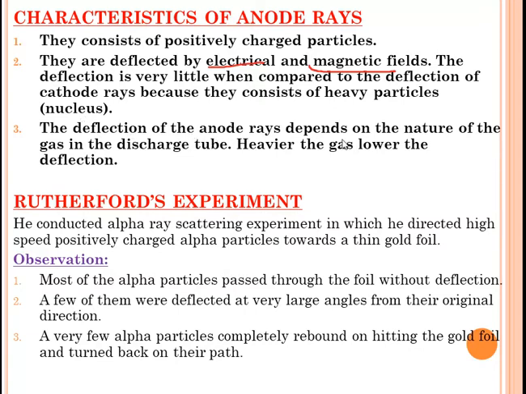The deflection of anode rays depends on the nature of the gas in the discharge tube. Means the movement of the anode rays will depend on the nature of the gas. The heavier the gas, the lower the deflection. For example, hydrogen gas is very light in weight.